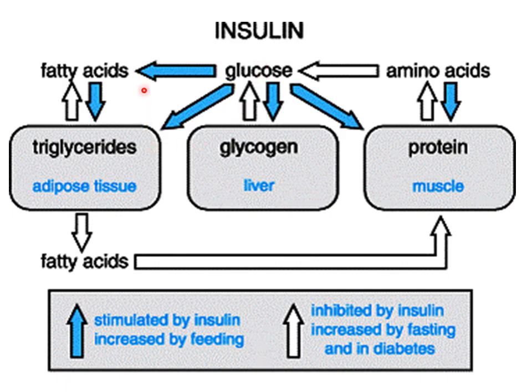This figure shows the most important actions of insulin. The actions of insulin on carbohydrate metabolism, on protein metabolism, and on fat metabolism. The blue lines indicate the steps which are stimulated by insulin, and the white lines indicate steps that are inhibited by insulin.